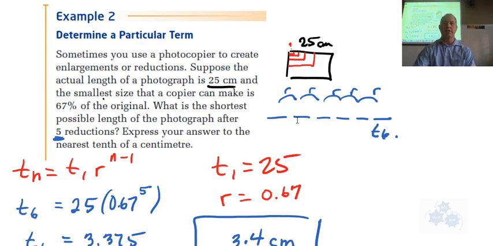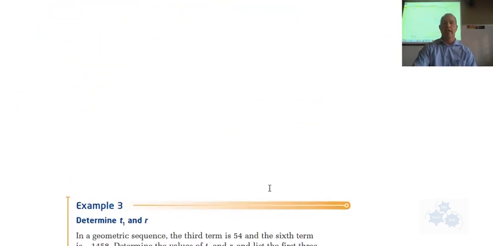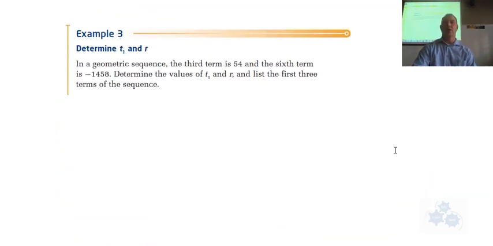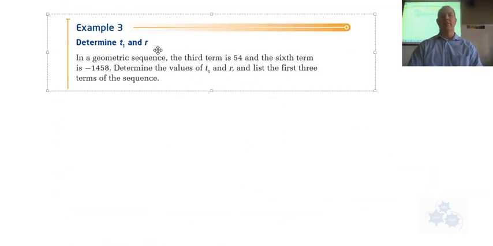Okay. So yeah, just take note on this 5 reductions there. I didn't read it carefully enough myself, but that actually does mean after 5 multiplications of the ratio, right? So we're looking for the 6th term. Okay. So I think this might be the final example I'm going to give you before we just kind of do a little quick summary of the lesson. So let's take a look at example 3 together.